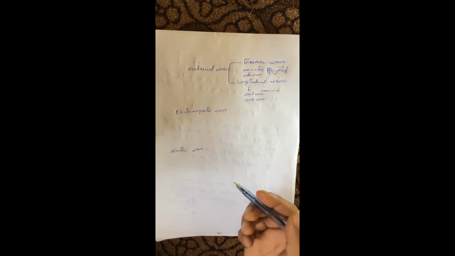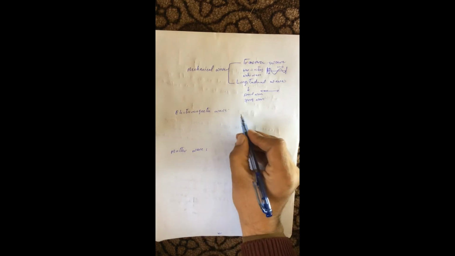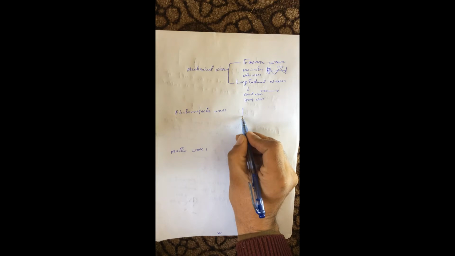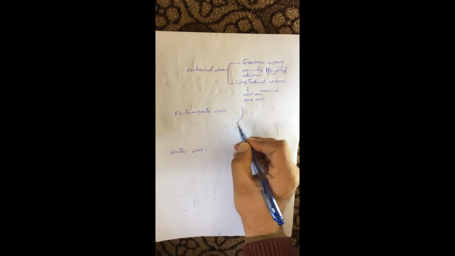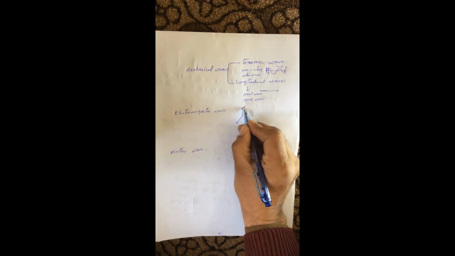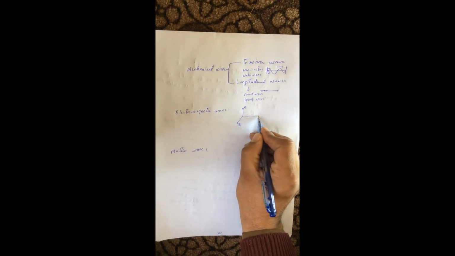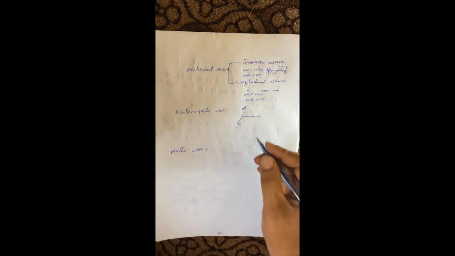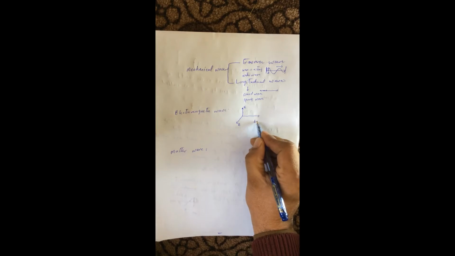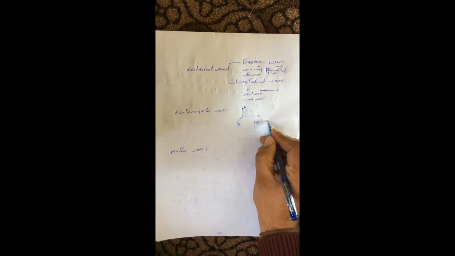Next we discuss electromagnetic waves. These are waves which travel due to oscillation of electric and magnetic fields. Suppose this is the electric field and this is the magnetic field; they are always perpendicular to each other. If they oscillate, due to this oscillation we have a wave which is moving in this way. Such kinds of waves are called electromagnetic waves. Examples of electromagnetic waves are light waves. Light waves are the best example of electromagnetic waves.